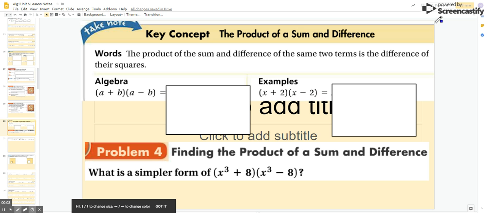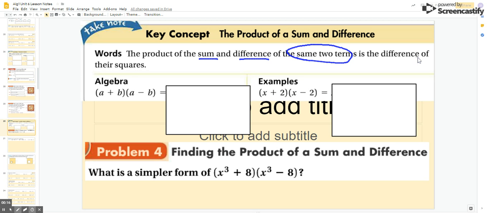All right, so we're still finding the product of the sum and the difference, like finding the product of binomials. When you find the product of the sum and difference of the same two terms, circle it, it is the difference of their squares. Interesting, because if you do FOIL, the inside and outside are going to be opposites of each other. So inside is AB, outside is negative AB. So AB plus negative AB will be gone, equal to 0.